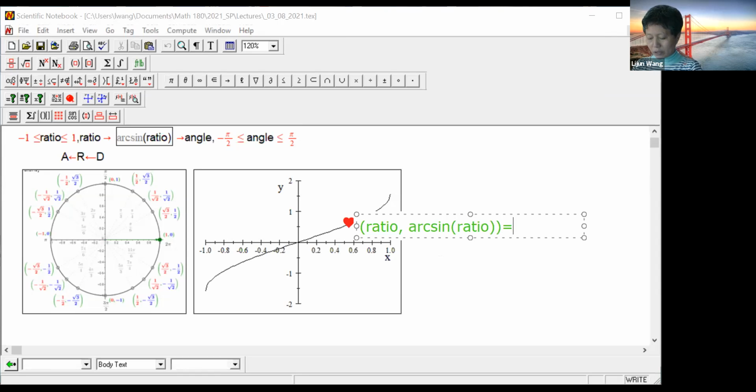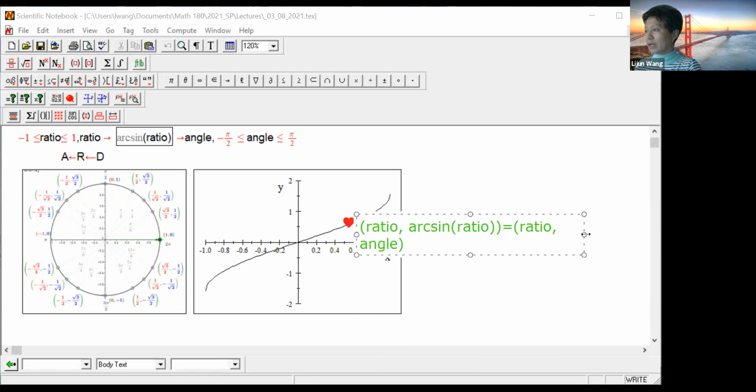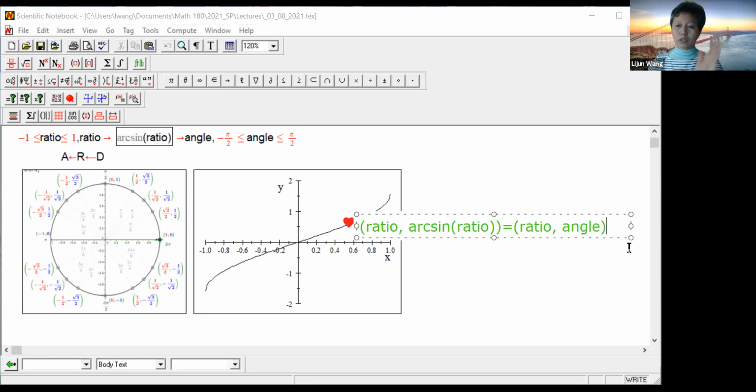So it's from ratio to angle. And of course, we understand that the ratio cannot be any ratio. It's between -1 and +1. The angle is going to be between -π/2 and π/2. Is that very clear, everybody? I hope that's very, very clear to you. It should not confuse anybody.